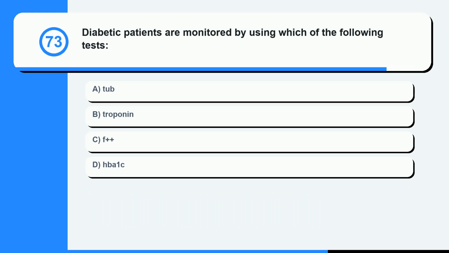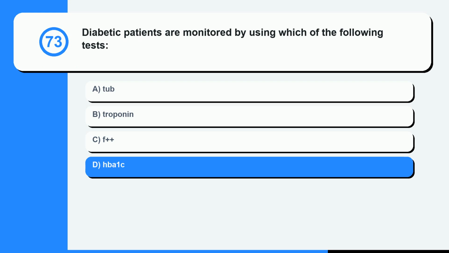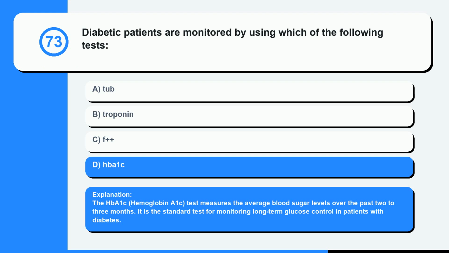Question 70. The postal abbreviation for Idaho is A. IH, B. IO, C. IA, or D. ID. The correct answer is D. ID. The official two-letter USPS abbreviation for the state of Idaho is ID.